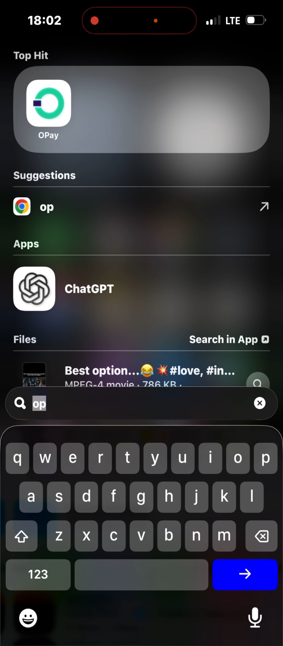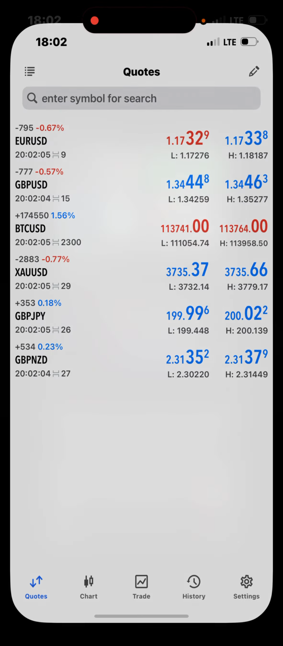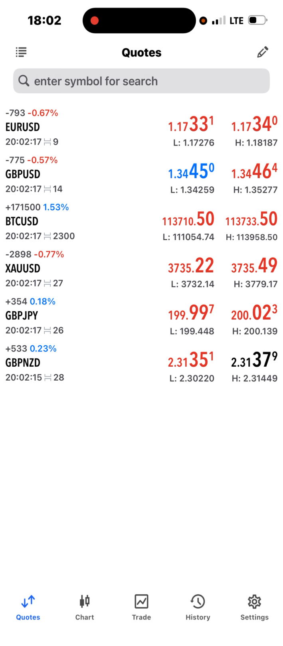Alright guys, good evening. I'm going to be showing us how to use the MetaTrader 5 app, which I informed all of us to download some days back. The MetaTrader 5 app is like a chatting platform that you are going to connect your broker to and trade on.